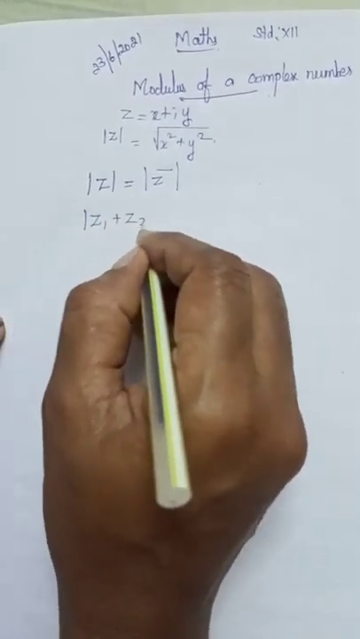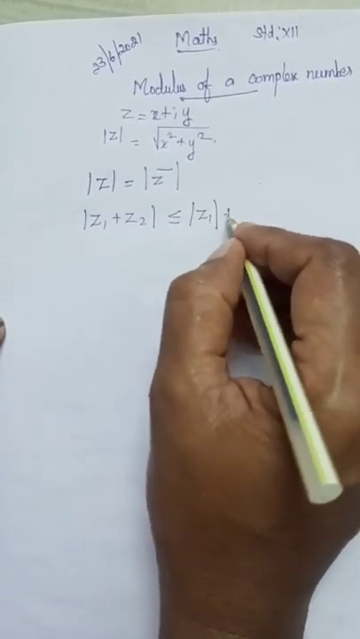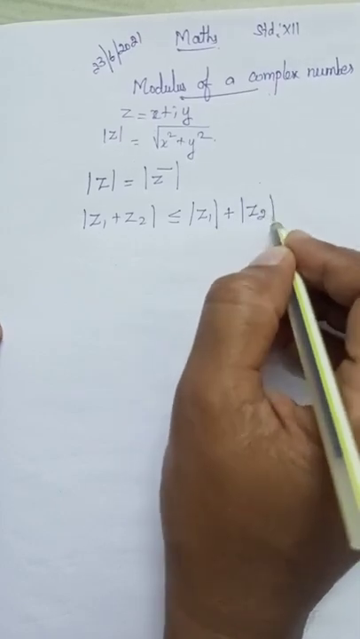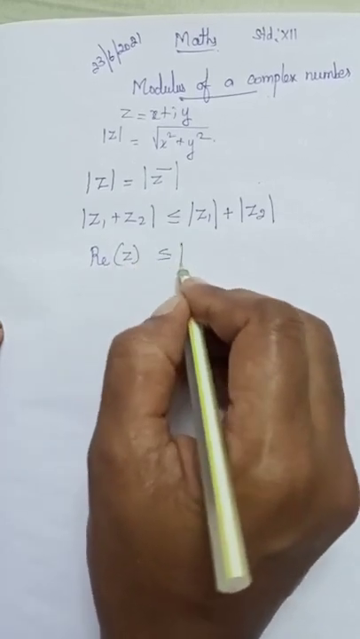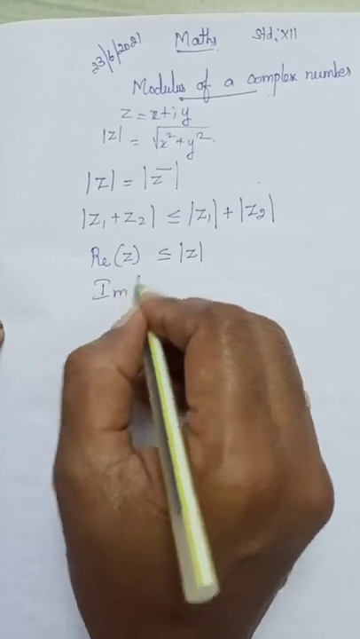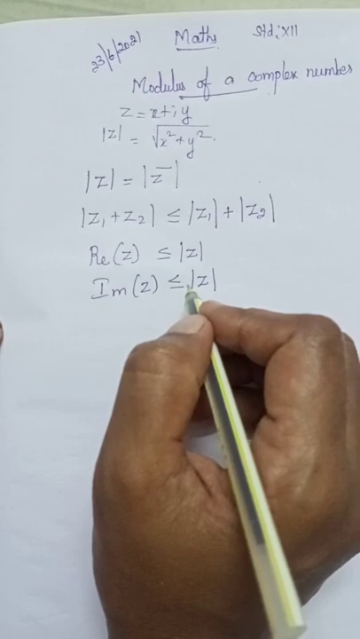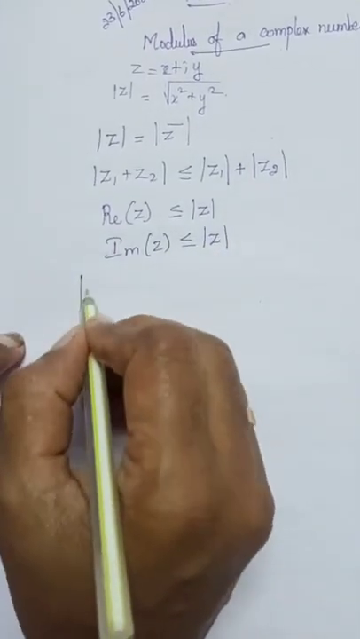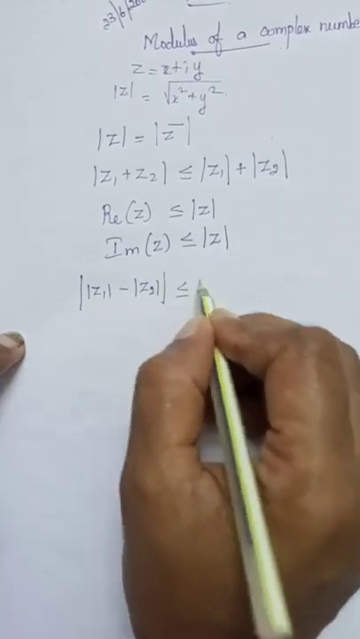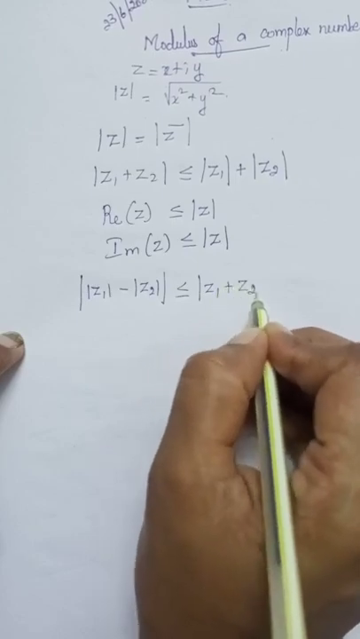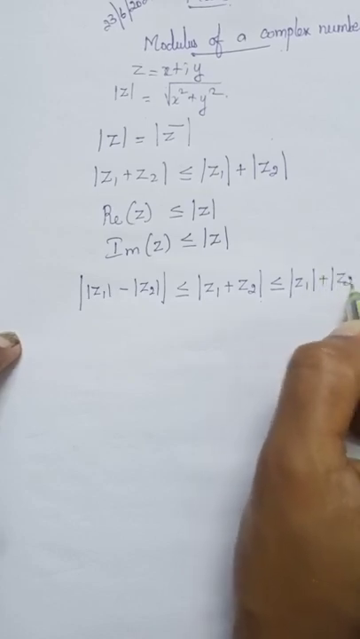Then modulus z1 plus z2, triangle inequality, isn't it? Always less than or equal to modulus z1 plus modulus z2. And we have learned that real part of z is less than or equal to modulus z. Imaginary part of z is also less than or equal to modulus z. Isn't it? Then, two important things: modulus of modulus z1 minus modulus z2 is less than or equal to modulus z1 plus z2, which will be less than or equal to modulus z1 plus modulus z2.